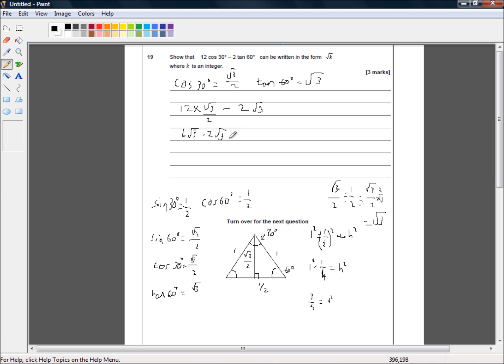So I've got 6 root 3's and I'm taking away 2 root 3's, so how many root 3's have I got left? The answer is 4. So that's 4 root 3. Okay, and we want this to be written in the form of root k. So now we need to do a little bit of surds manipulation here. We can bring that 4 into the radical by squaring it. So that's equal to the square root of 16 times 3. I believe it's 48, but I'm going to check.